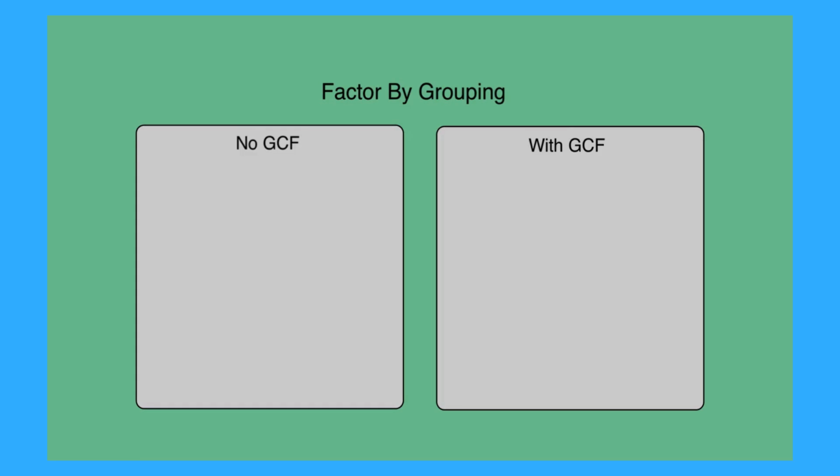So let's start with an example that does not have a greatest common factor. And then it's going to be the same process if it does have a greatest common factor, only we'll have that step first of finding what the greatest common factor is.